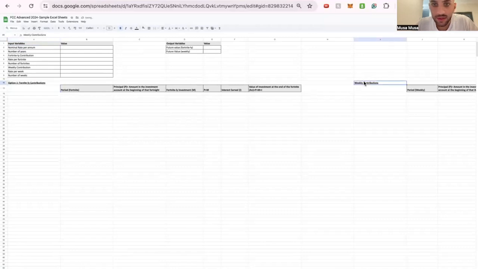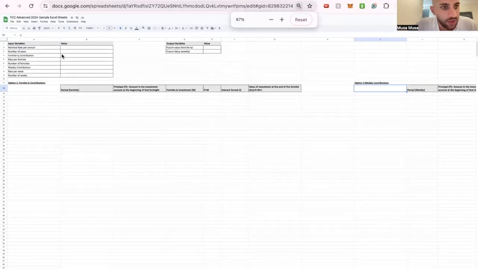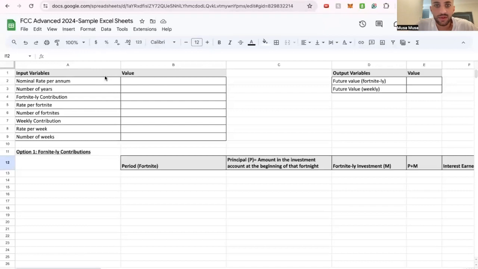And then this here is weekly contribution. So this is going to be option 2. Nice. So the way I want you to think about this, let's zoom in, is in terms of some input variables.